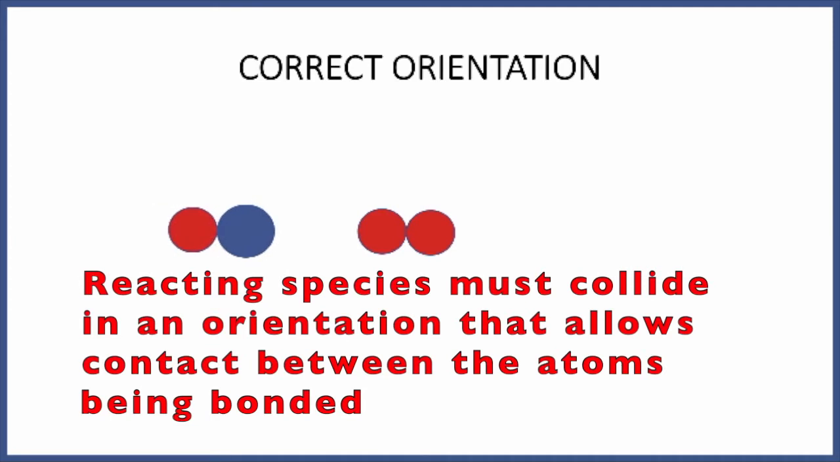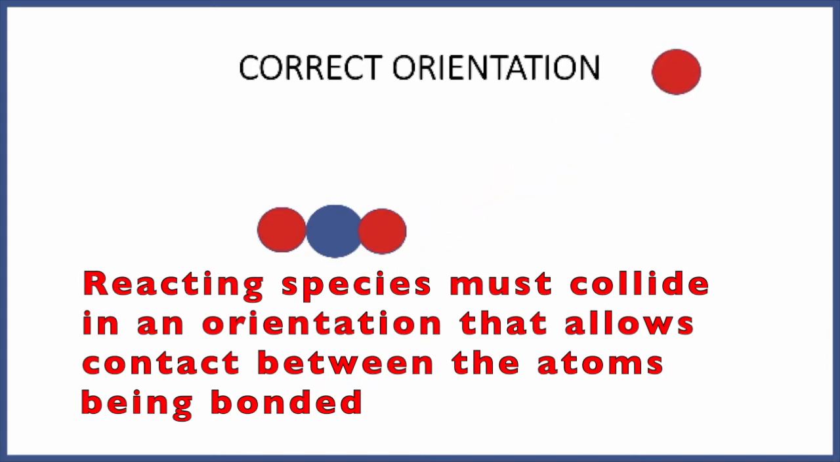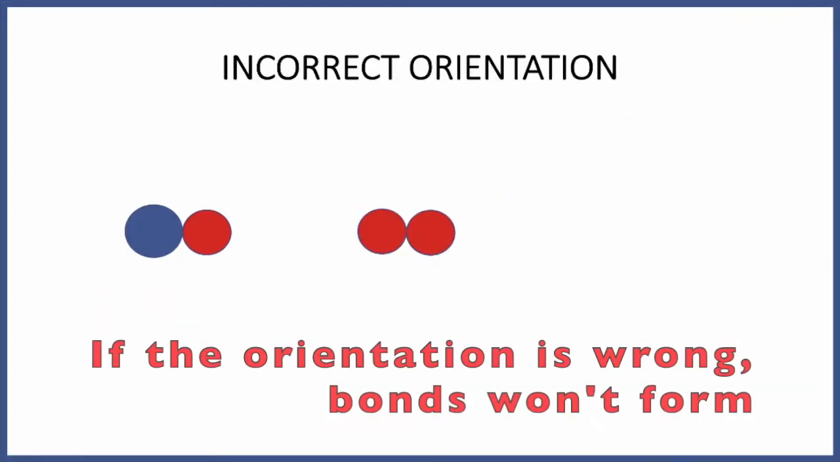Postulate 2. The reacting species must collide in an orientation that allows contact between the atoms that will become bonded together in the product. If the orientation is wrong, bonds won't form.